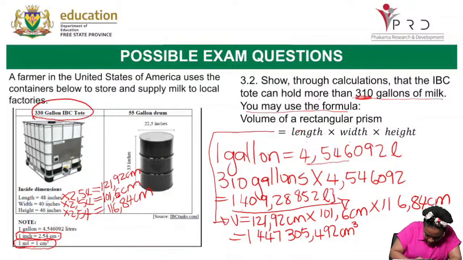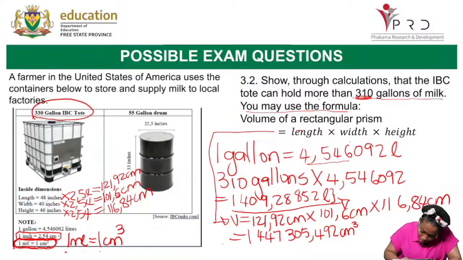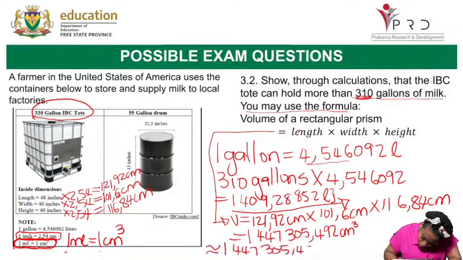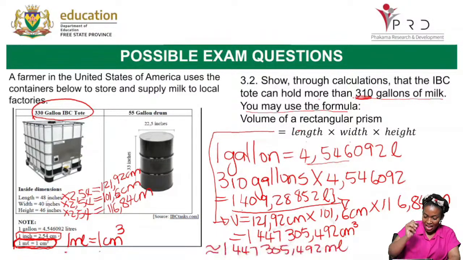So we've got a conversion factor here between cubic centimeters and milliliters. They say 1 milliliter is equal to 1 centimeter cubed. So it's nice, the ratio is 1:1. So it means this is actually 1,447,305,492 milliliters.